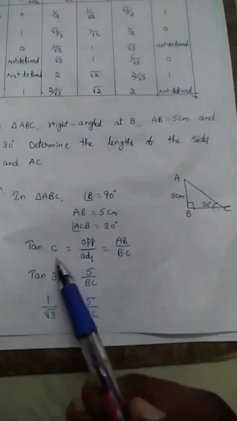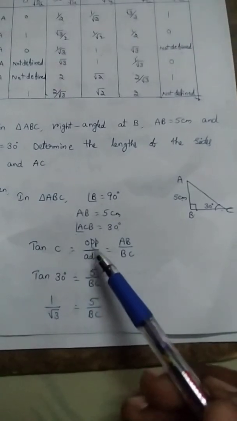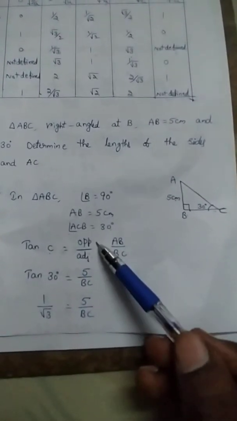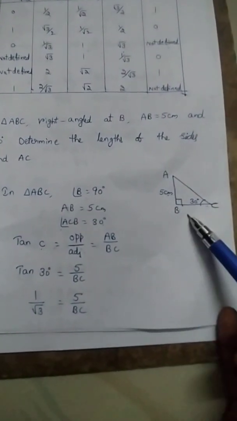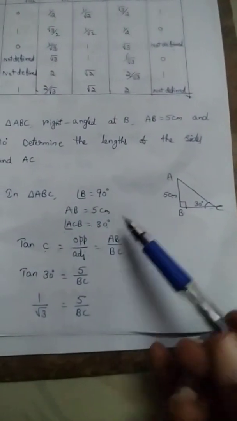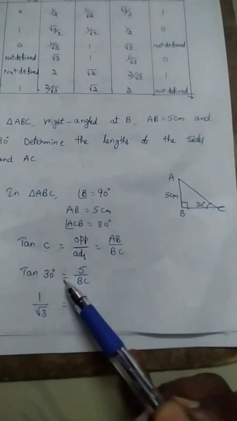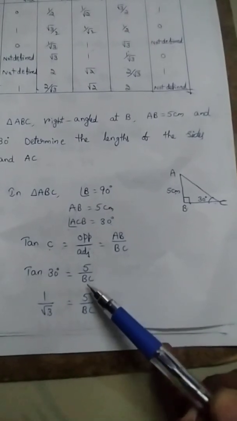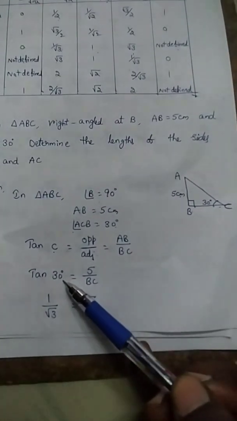Then tan C is equal to, already we know the formula for tan C. Opposite by adjacent. Opposite and adjacent for which angle? For angle C. For angle C, the opposite side is AB, the adjacent side is BC. So tan C is AB by BC. Now I mention the measures we know in the problem. C value is 30 degrees, so tan 30 degrees is equal to the AB value, 5 centimeters, by BC.